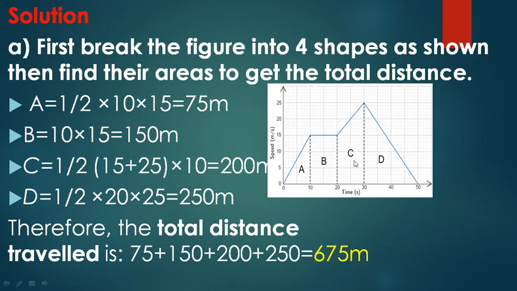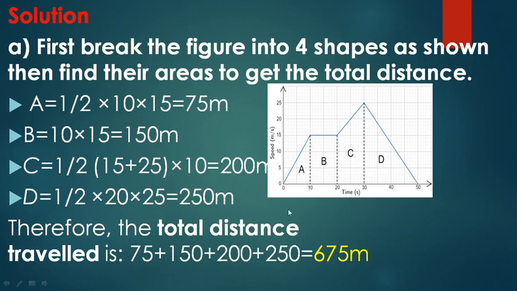Then part C is a trapezium, whose area is half into brackets a plus b times the height. Our height here is 30 minus 20, which is 10, and we can take this to be our a, which is 15, and our b, which is 25 here. So we shall have a half into a, which is 15, plus b, which is 25, then times 10, and this gives you 200 meters.